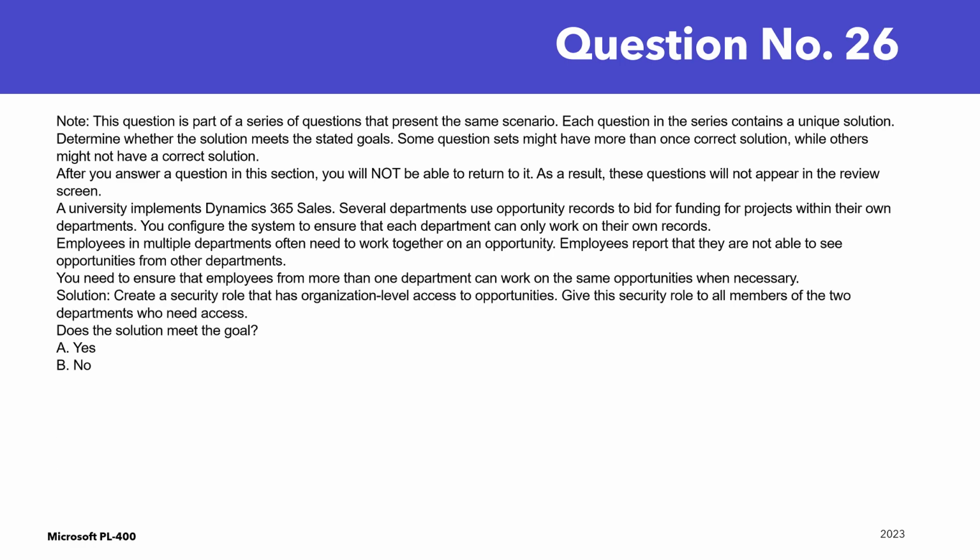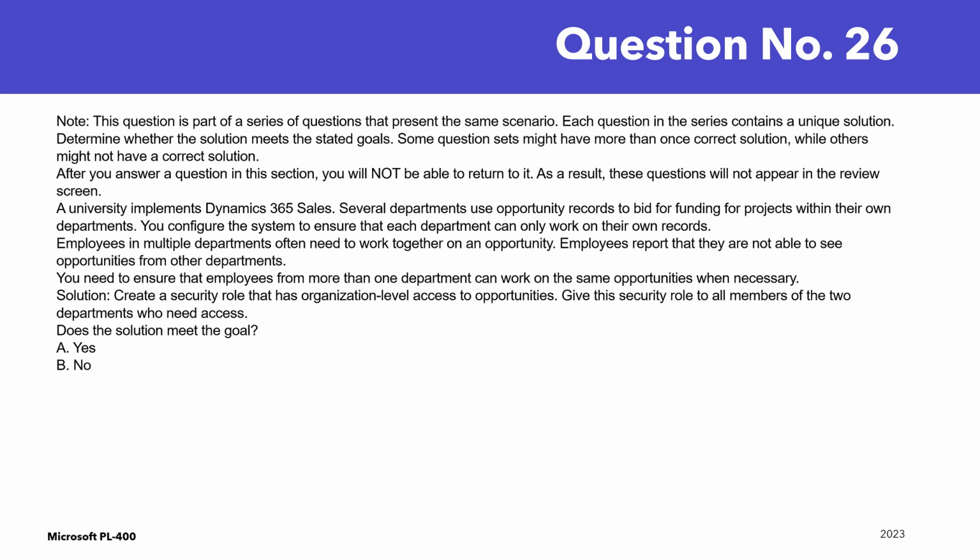A university implements Dynamics 365 Sales. Several departments use opportunity records to bid for funding for projects within their own departments. You configure the system to ensure that each department can only work on their own records. Employees in multiple departments often need to work together on an opportunity. Employees report that they are not able to see opportunities from other departments. You need to ensure that employees from more than one department can work on the same opportunities when necessary.